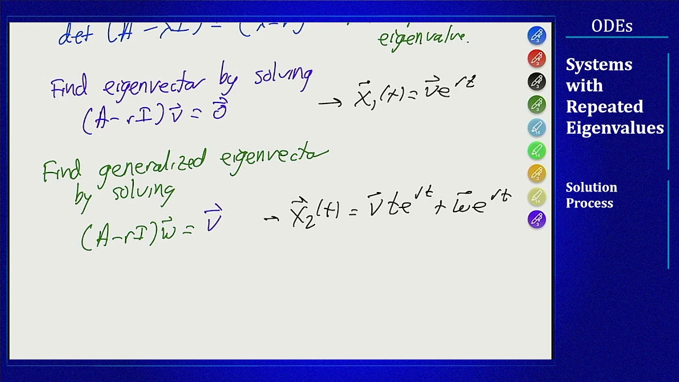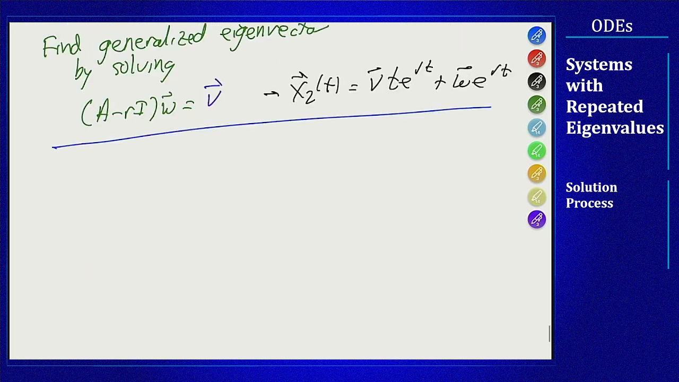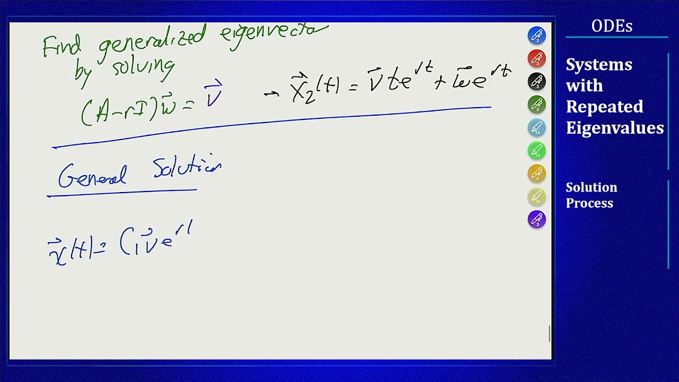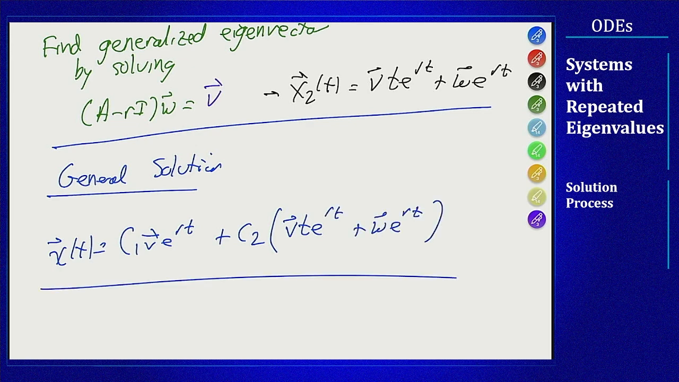So once we have all this, we know what our general solution is going to be. The general solution will be x of t is c1 v e to the rt plus c2 times the entire x2 term, v t e to the rt plus w e to the rt. Once you find v and w, that's your solution.